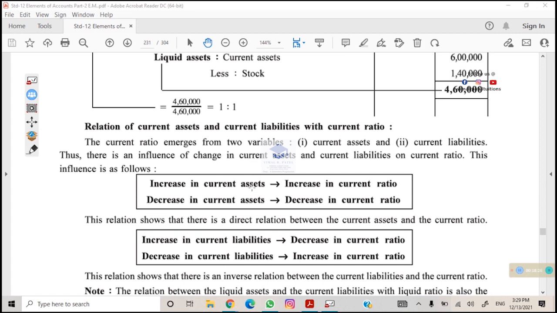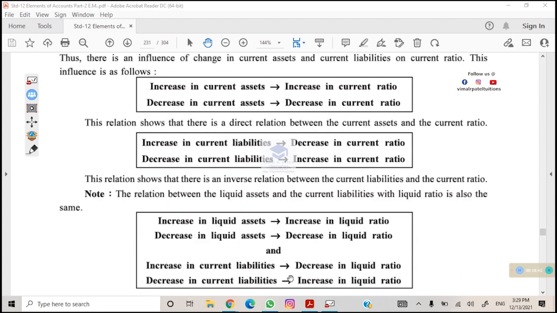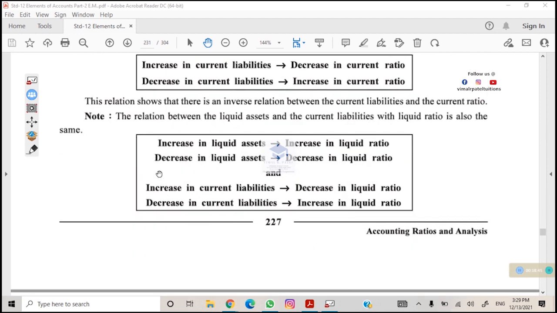Increase in current asset will lead to increase in current ratio. Decrease in current asset will lead to decrease in current ratio because it will affect the numerator. While increase in current liability means decrease in current ratio, and decrease in current liability means increase in current ratio. Same way, increase in liquid asset, increase in liquid ratio, decrease in liquid asset, decrease in liquid ratio. Increase in current liability, decrease in liquid ratio, and decrease in current liability means increase in liquid ratio.